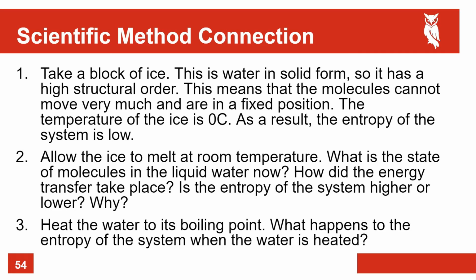All right, so let's say we had a block of ice. This is water in its solid form, so it has high structural order. This means the molecules cannot move very much and are in a fixed position. The temperature of the ice is 0. As a result, the entropy of the system is low. If you allow ice to melt at room temperature, what is the state of molecules in the liquid water now? How did the energy transfer take place? Is the entropy of the system higher or lower?